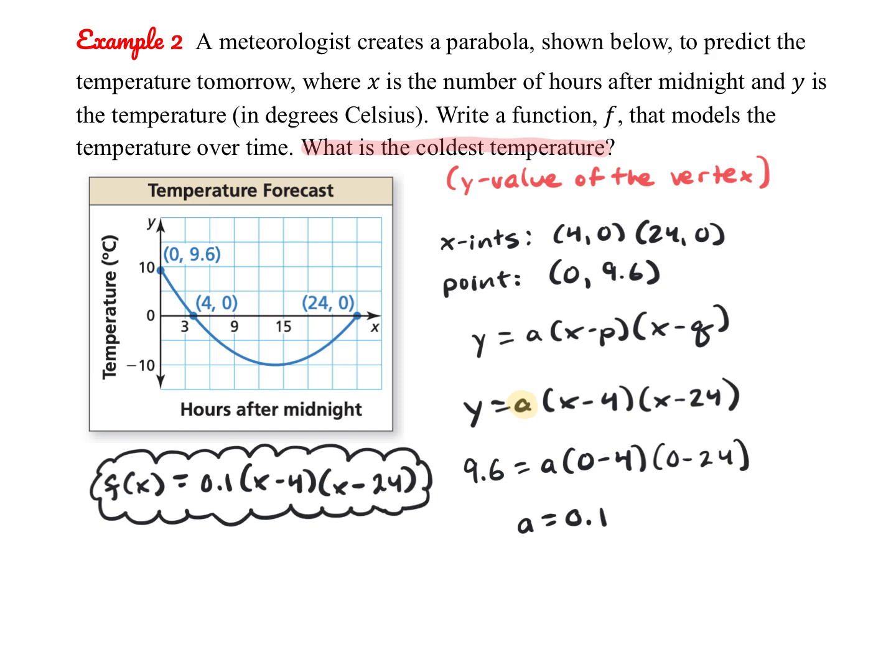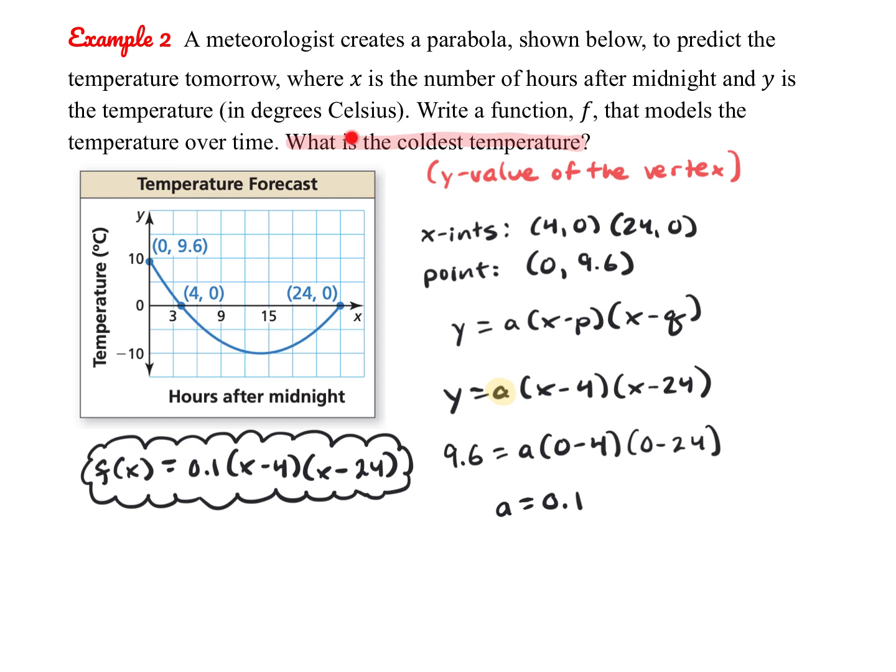And now we need to use that to help us answer the question, which was what was the coldest temperature. So in order for us to find the y value of the vertex, first we need to find the x value of the vertex. Remember, that will always occur at exactly halfway between your two intercepts. So the x of your vertex, we could do 4 plus 24 divided by 2. So that will occur when x is 14.